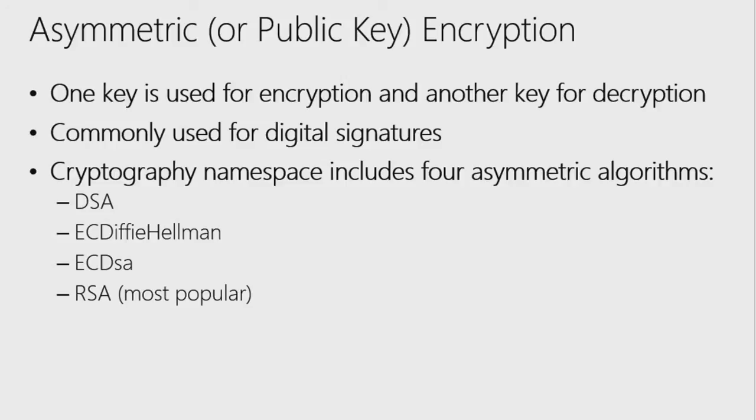So on the asymmetric side of the house, if we look at this slide, another name for it is public key encryption. And the key here, overloading the term key, goodness, is you have one key that's used for encryption and another key that's used for decryption. So you can share the public key for encryption, so that things can be passed around, but the key for decryption should be kept private and guarded as one of your most secret of secrets.